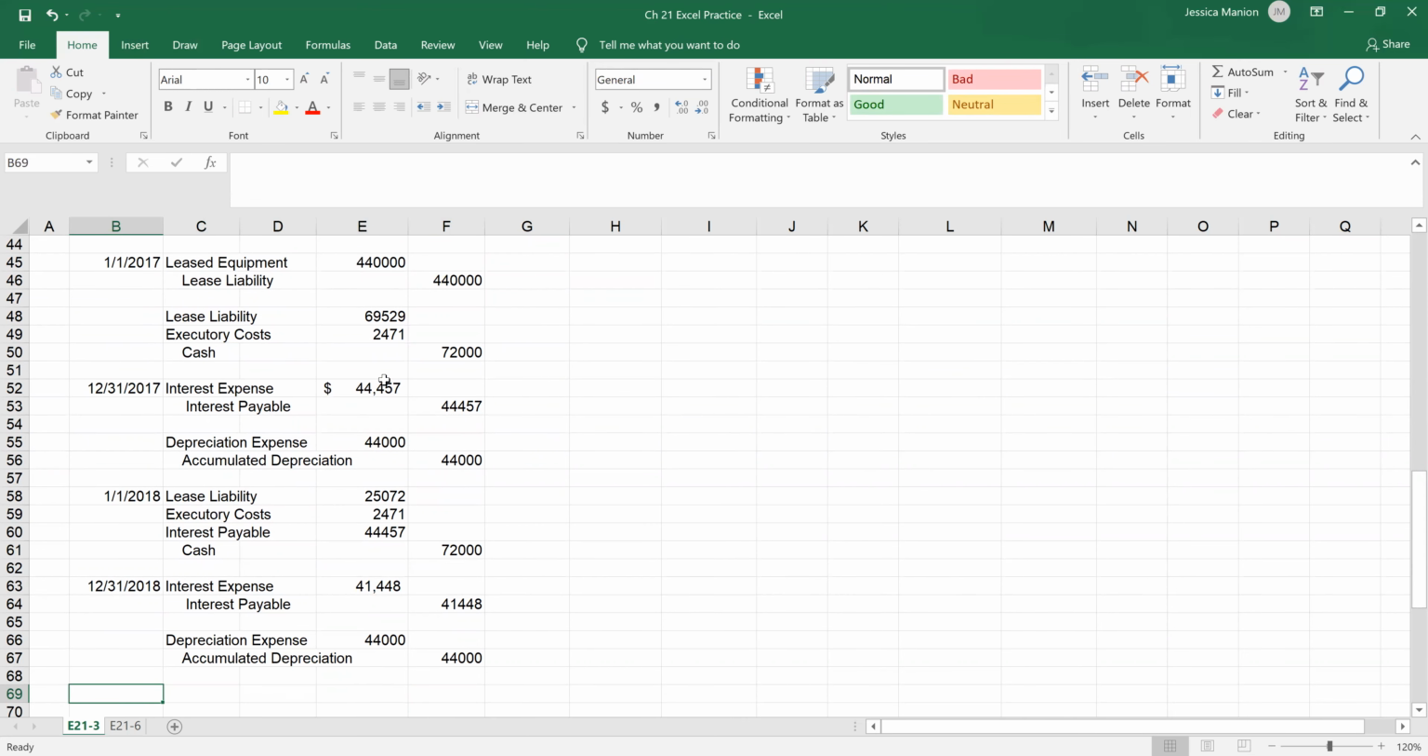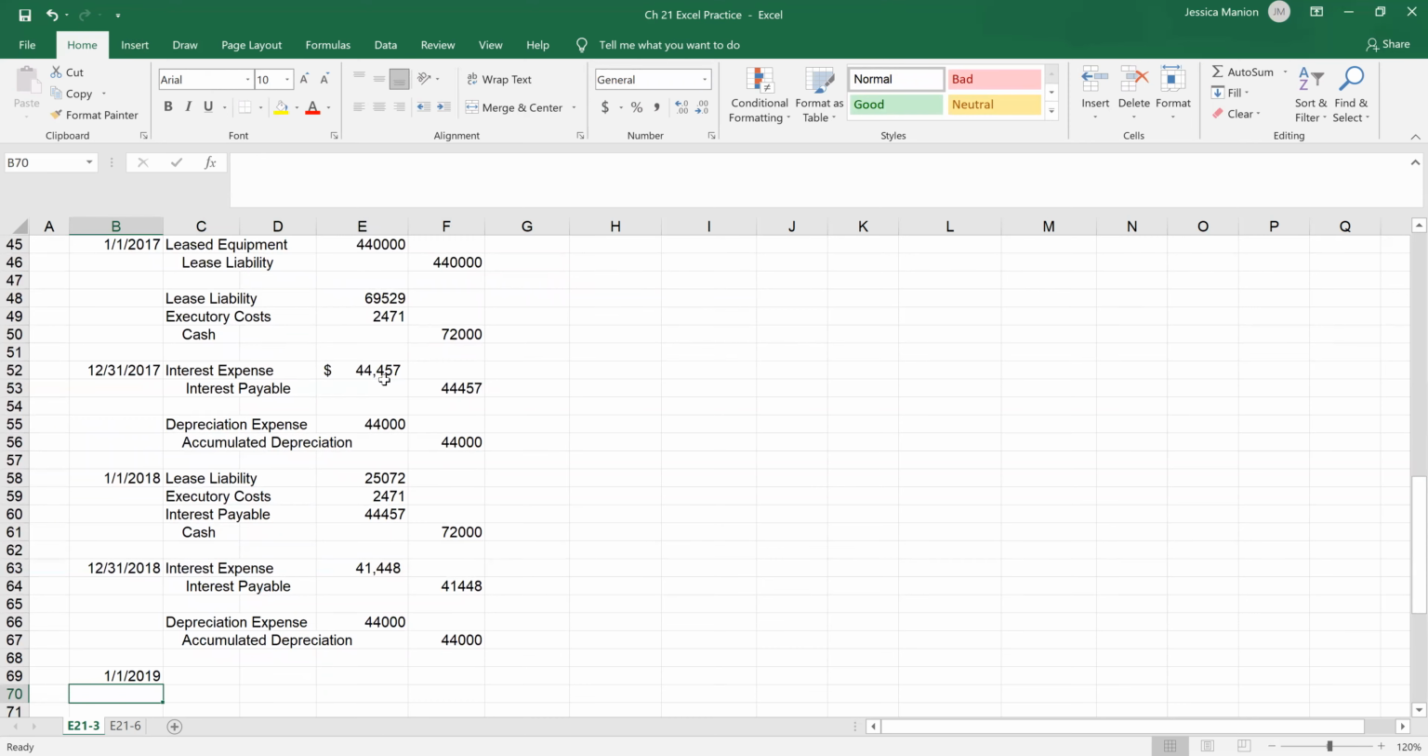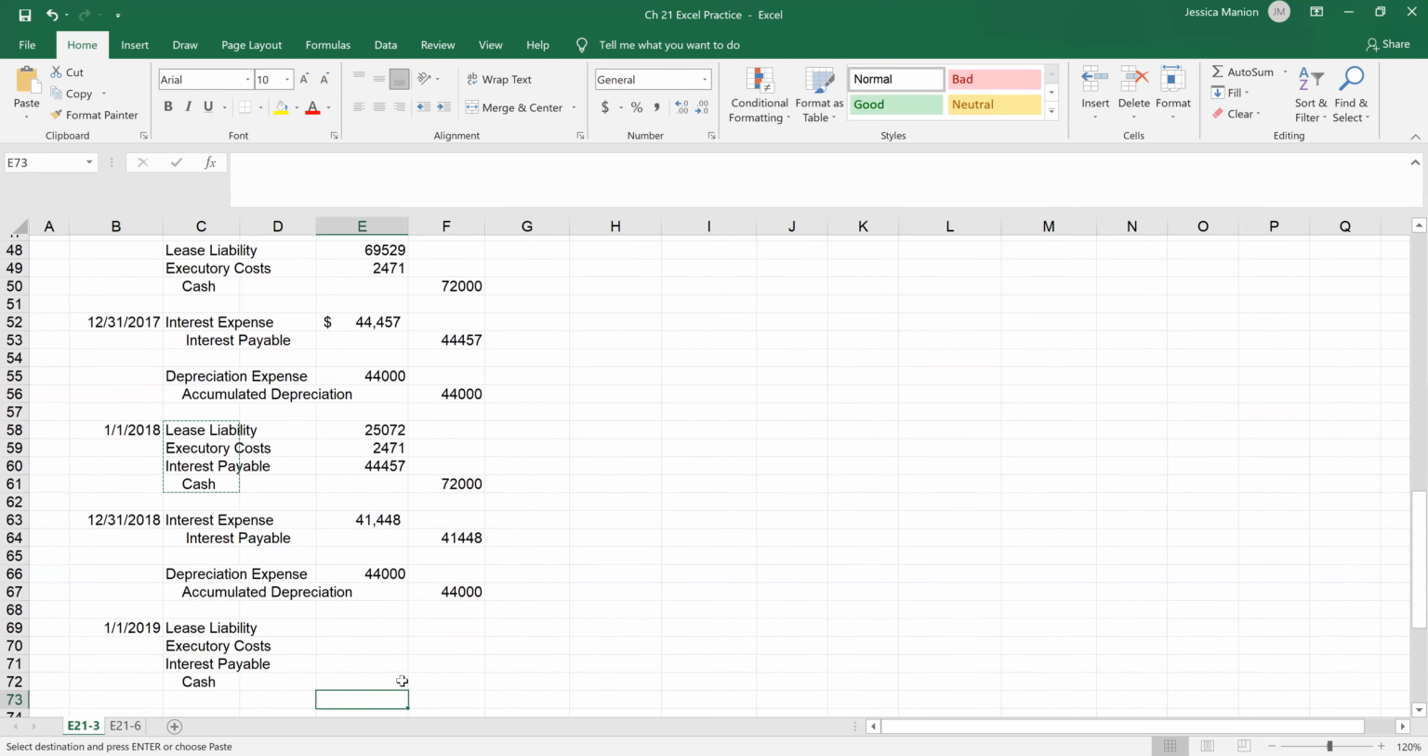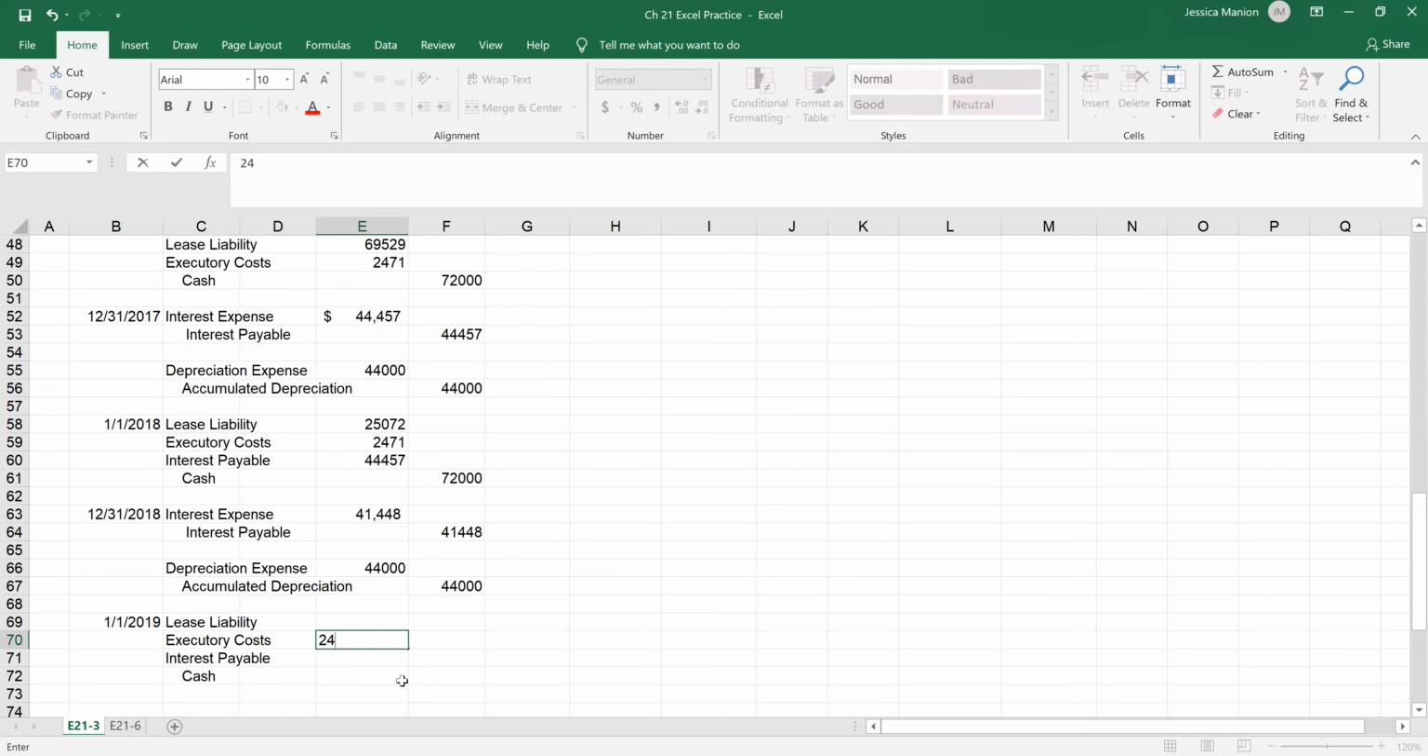And lastly, you know, I won't go through all of them. Hopefully you're getting the idea, but let's look at then the 2019 payment and how that's allocated. And again, we're going to have these same accounts impacted. And so we're going to say executory cost are 2,471, interest payable 41,448, cash 72,000.